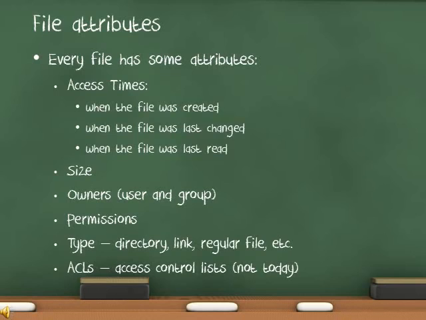File attributes. Every file has some attributes. Access times: when the file was created, when the file was last changed, when the file was last read. Size. Owners, user and group. Permissions. Type: directory, link, regular file, etc. Also access control lists, not today.